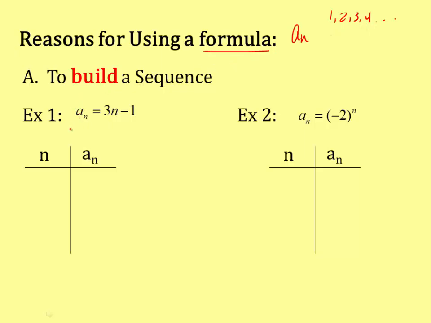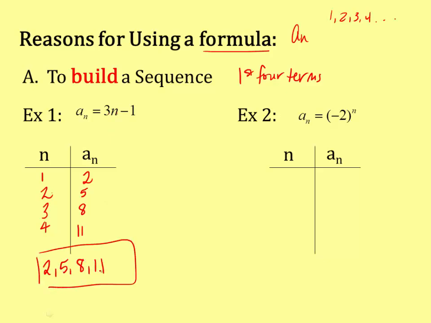So in this case, for example 1, if this is the formula for a sequence, to find my sequence, let's say I find the first 4 terms. I would plug in 1, 2, 3, 4. So plug in a 1 for n for the first term. 3 times 1 is 3, minus 1 is 2. Plug in a 2. 2 times 3 is 6, minus 1 is 5. Plug in a 3. 3 times 3 is 9, minus 1 is 8. Plug in 4. 3 times 4 is 12, minus 1 is 11. So my sequence then is 2, 5, 8, 11. That's how you build the sequence.